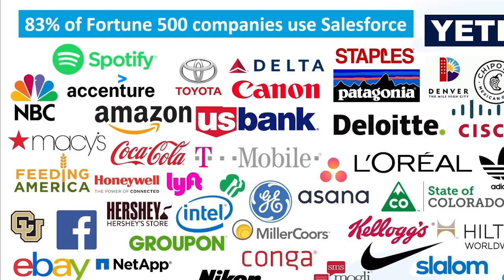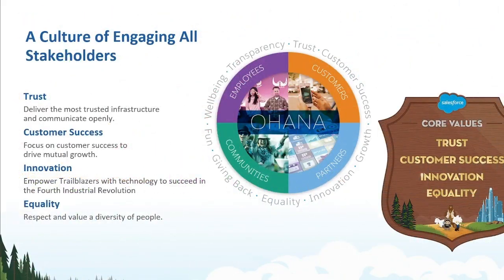Now we have these top 500 companies that are using Salesforce. We use Facebook, we use Amazon, L'Oreal products are there. So 500 such companies use Salesforce. Now this is a culture, a way of organizing, engaging, interpreting, communicating, and connecting all the stakeholders.